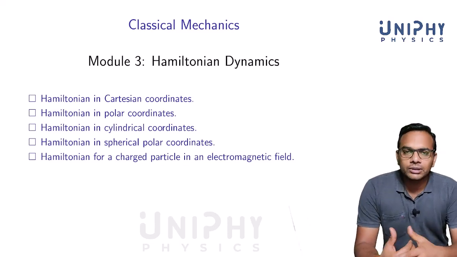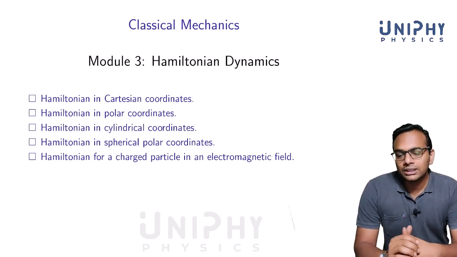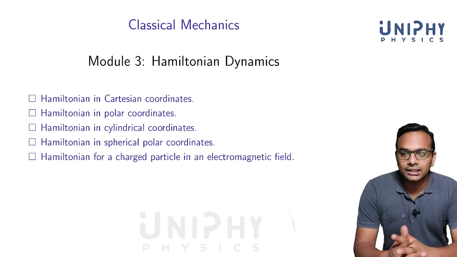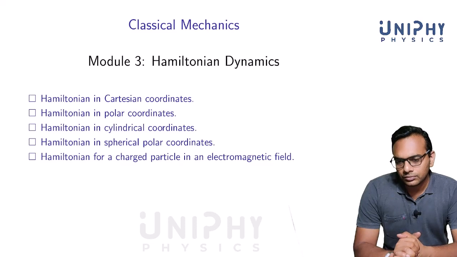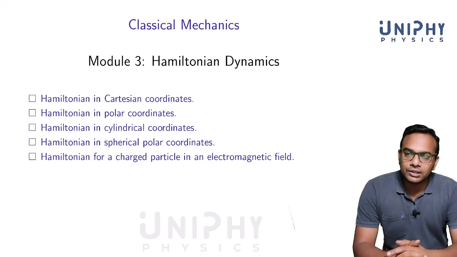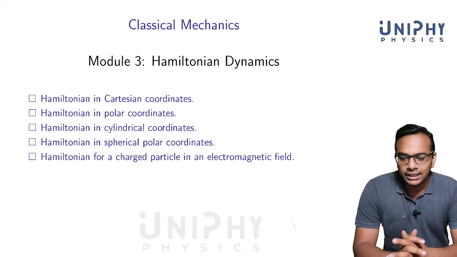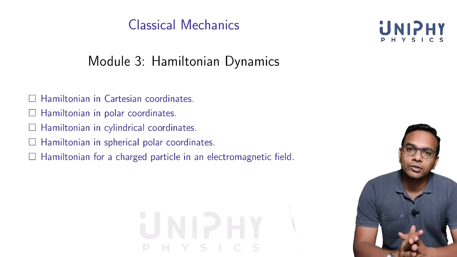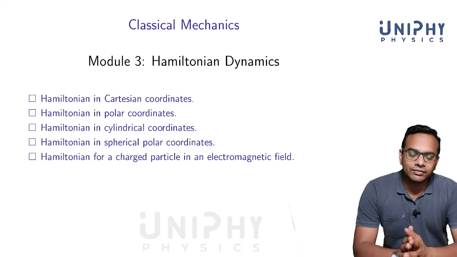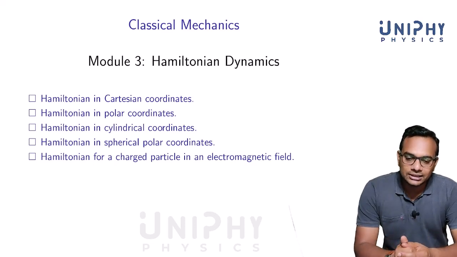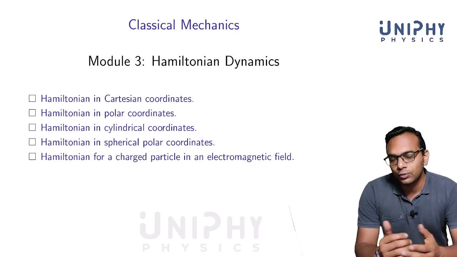So today let's go on to doing some problems, some of the standard problems that we use in Hamiltonian mechanics. We'll obtain the Hamiltonian in Cartesian coordinates, polar, cylindrical and spherical polar coordinates, and we'll also discuss the Hamiltonian for a charged particle in an electromagnetic field. In these notes, I have given the step-by-step procedure of obtaining the Hamiltonian, starting with the Lagrangian.